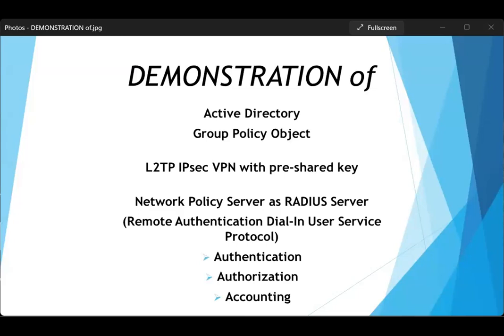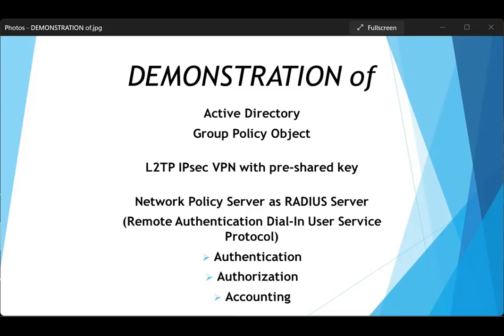In this video, I will demonstrate our testing of our project proposed as part of our Capstone 2, and we will show the following demonstration of testing of Active Directory, the Group Policy Object. Next is the L2TP IPsec VPN with pre-shared key. Next is the Network Policy Server as RADIUS server, also known as Remote Authentication Dial-In User Service protocol, with the following authentication, authorization, and accounting.